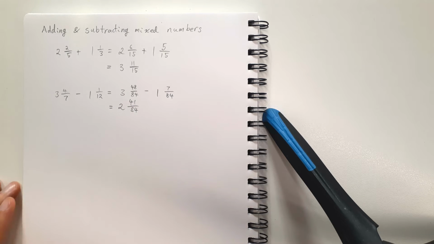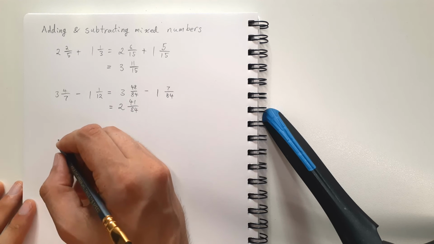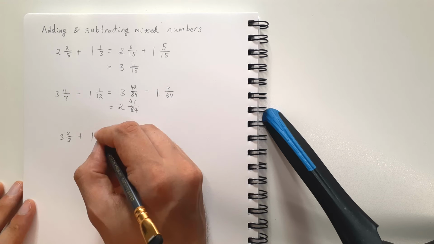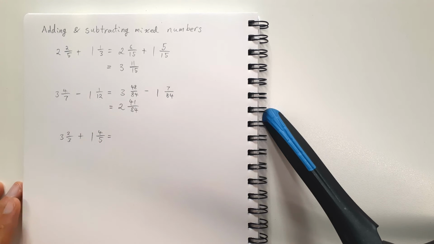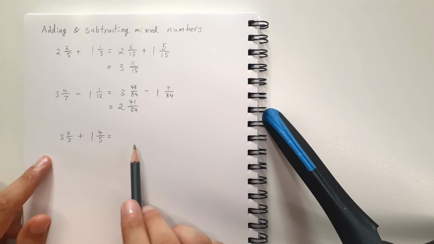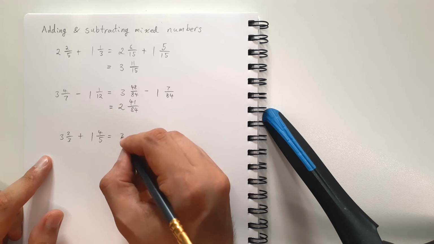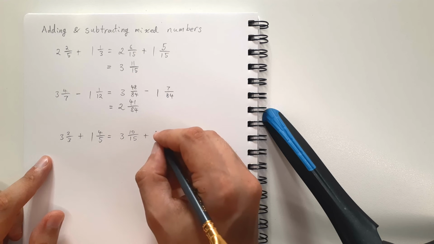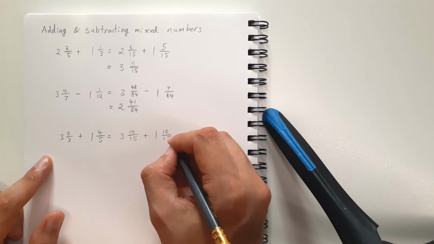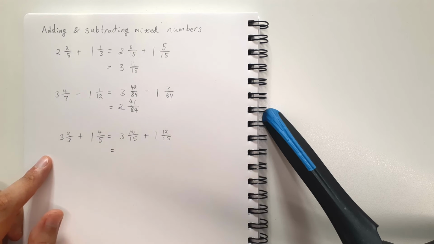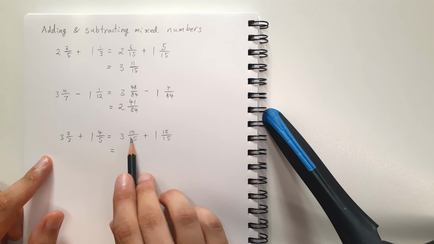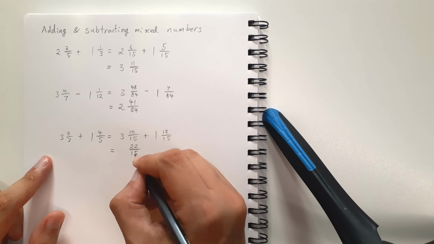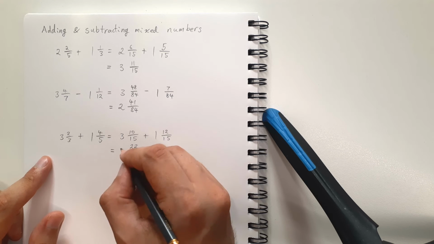Great. Now I'm going to try some harder problems. Have a look at this one here. We have 3 and 2/3 plus 1 and 4/5. Okay, so I'll change the fractions so they have the same denominator. Okay, now we'll do the fraction part. 10 plus 12 is 22. And then 3 plus 1 is 4.